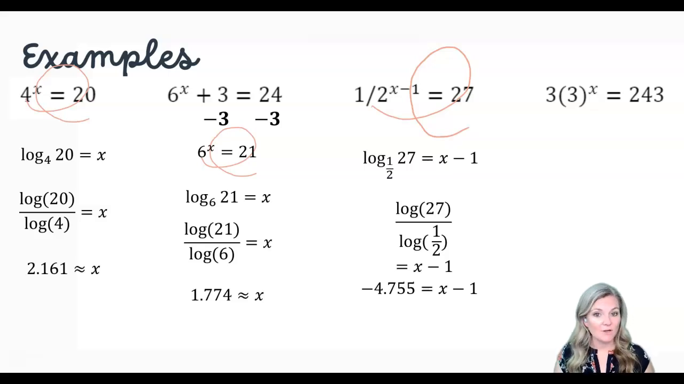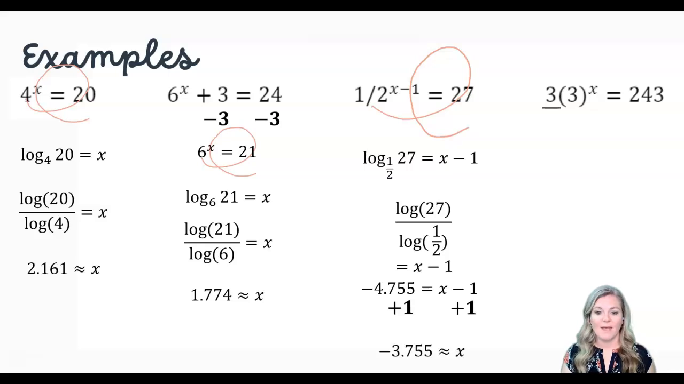I'm still trying to solve for x, so I'm going to add 1 to both sides. And you get that that is approximately negative 3.755.